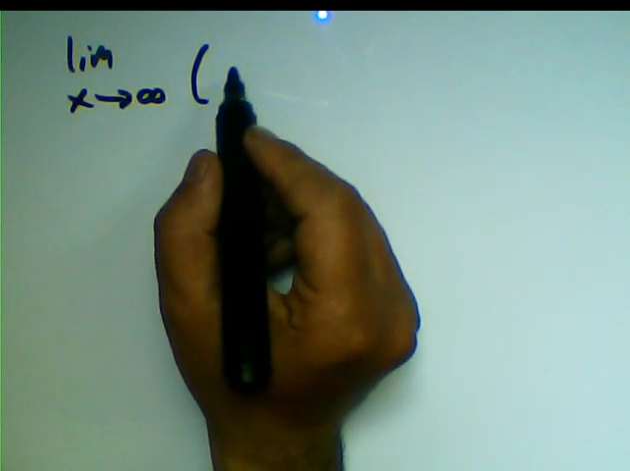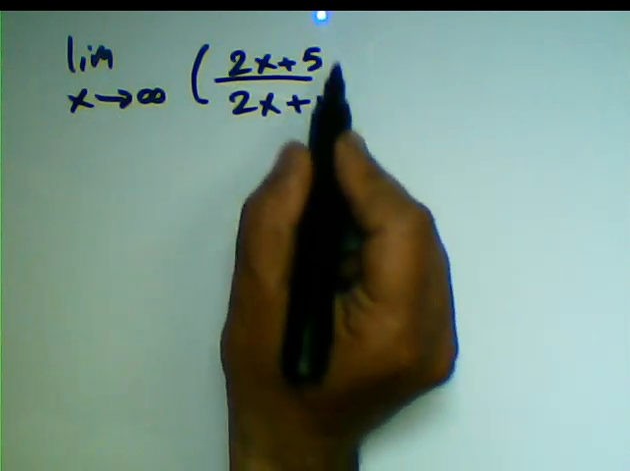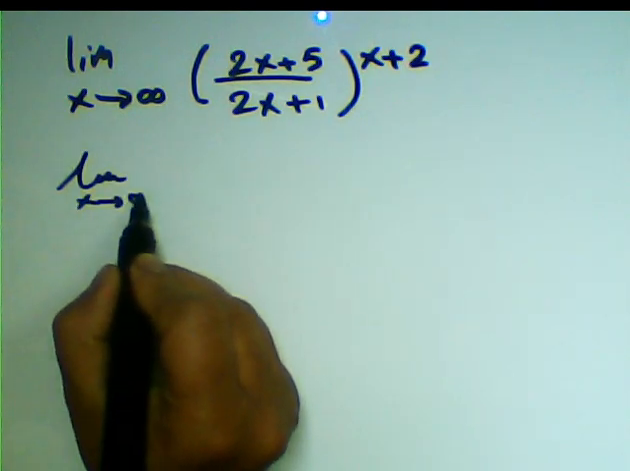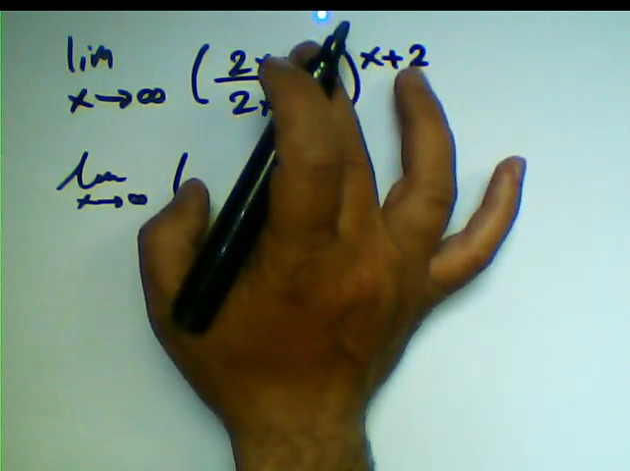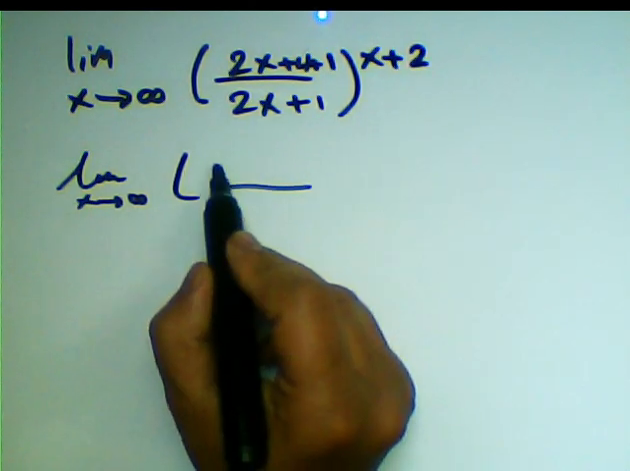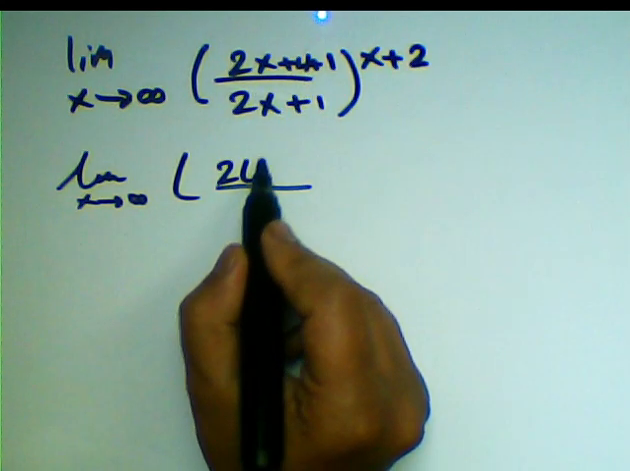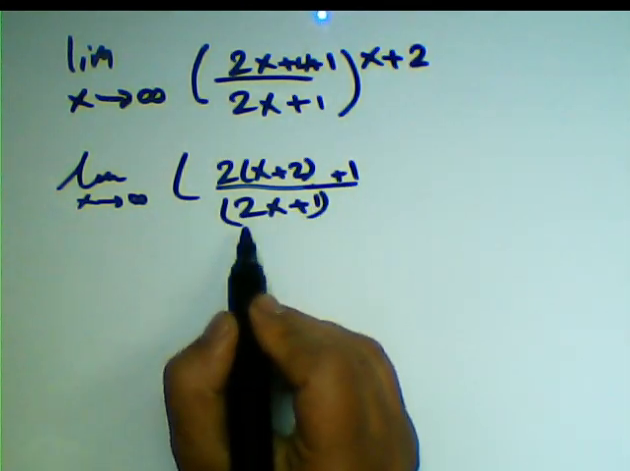Limit as x approaches infinity of the function (2x plus 5) over (2x plus 1), all to the power x plus 2. We can write 5 as 4 plus 1, and take the coefficient of x out, so the result will be 2 times (x plus 2) plus 1 over 2x plus 1.